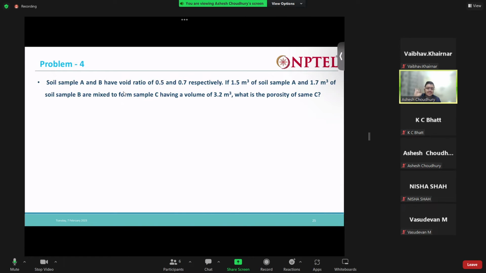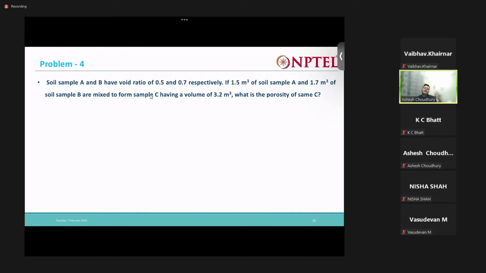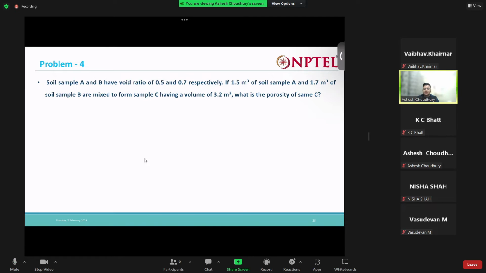we are calling it sample C. The volume of this sample is 3.2 meter cube. Then we need to determine the porosity of this sample C. So we have the void ratios of A and B. We mixed both of them. We need to find out the porosity of this soil sample C. So let us see how to find it.